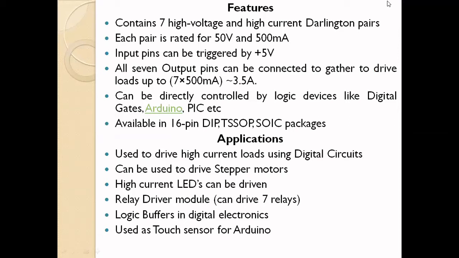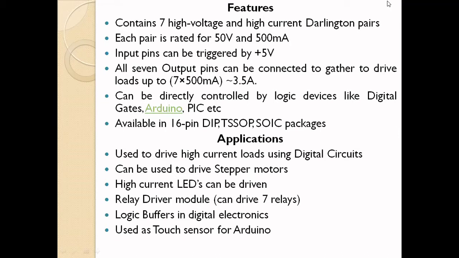Each pair is rated for 500 milliamps and 50 volt. Each pair means two pins. So if you take output 1 and 2, we can get 50 volt and 500 milliamps. Next, it consists of 7 Darlington pairs, where each pair has two transistors connected.